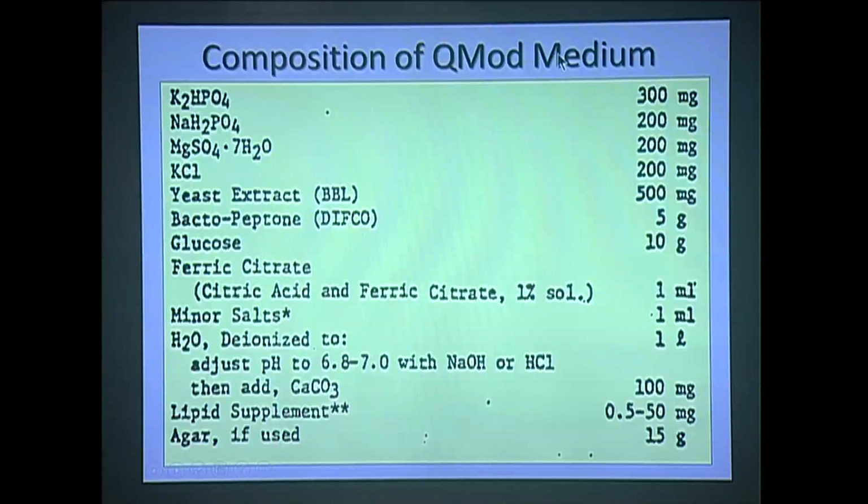Q-mod medium is the medium of choice, which contains several salts. There are minor salts and even lipid supplements which are needed for Frankia growth. They are fastidious and do not grow so well on media. They are actinomycetes, so the generation time is also very high. It is approximately 15 hours or so, and requires 2 months for proper growth and isolation.